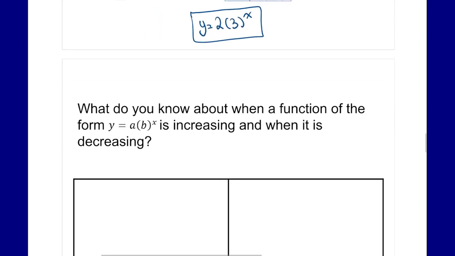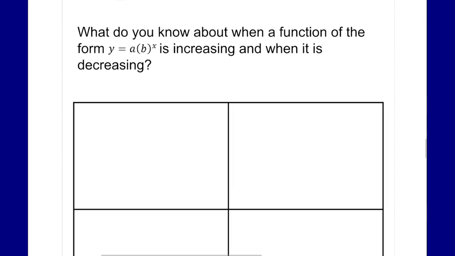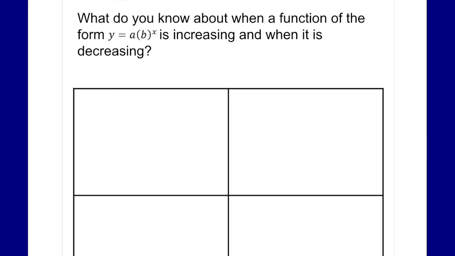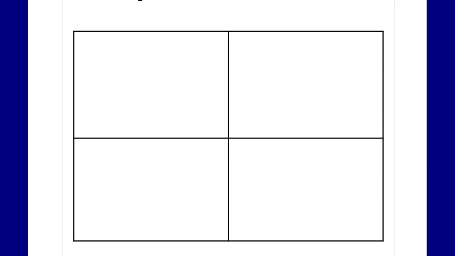So based on what we've looked at, what do we know about when a function of the form y equals ab to the power of x is increasing or decreasing? What do we know about these exponential functions when this is the case? And there's going to be 4 scenarios, right? So 4 scenarios where it's increasing or decreasing. And I'll help you out a bit.